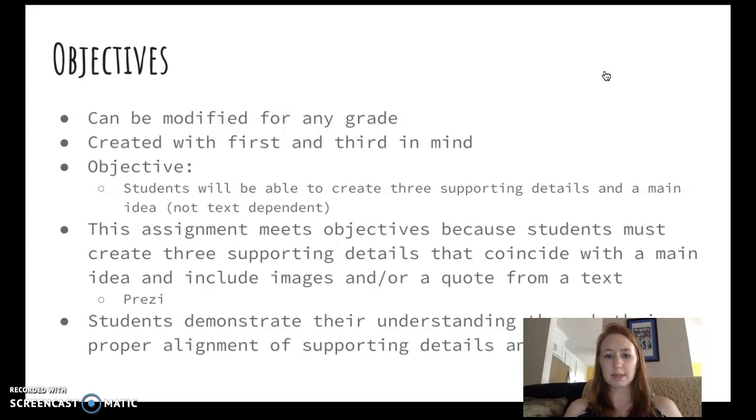This assignment meets the objectives because students must create 3 supporting details that coincide with a main idea and include images and/or a quote from a text that they are using. And we are using Prezi for this assignment. So students demonstrate their understanding through their proper alignment of the supporting details and the main idea. And this is also based off of my inventory from assignment 1 because I got to know how students felt about incorporating writing and/or a project with their reading.